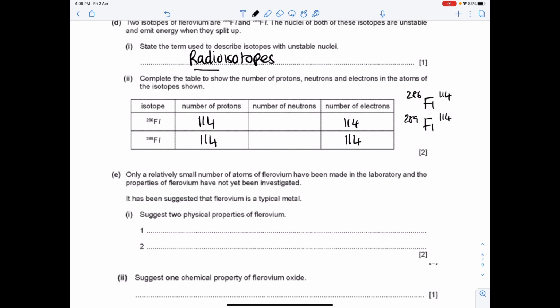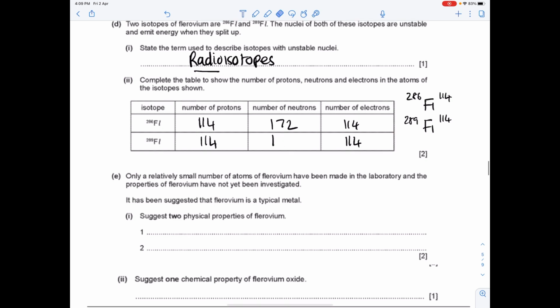Now all we need to do is a sum to take the number of protons away from the mass number. So 286 minus 114 is 172. Hope my maths is right. And so if we've got 3 more, on the other isotope we must have 175.